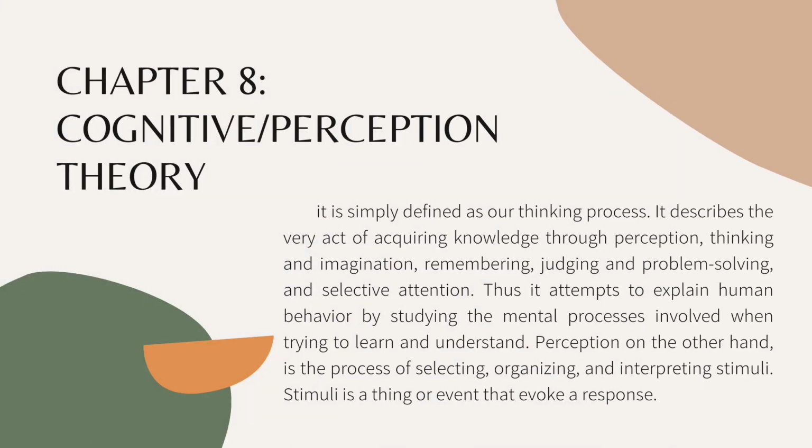Cognitive and or perception theory. It is simply defined as our thinking process. It describes the very act of acquiring knowledge through perception, thinking, and imagination, remembering, judging, and problem solving and selective attention. Thus, it attempts to explain human behavior by studying the mental processes involved when trying to learn and understand.